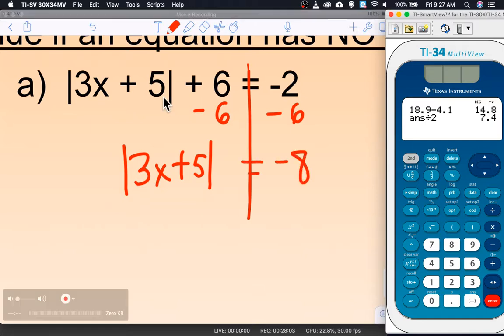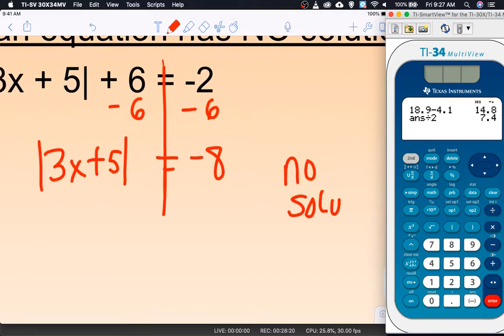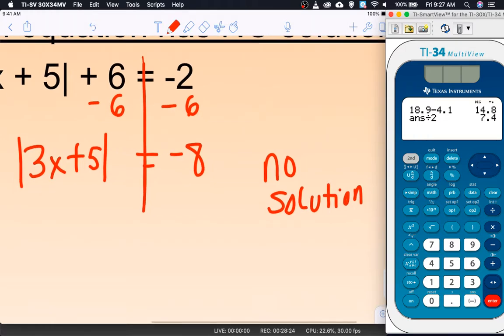Now I can decide whether this has a solution or not, whether I keep going or I stop here. Absolute value equals a negative? That's not allowed. There's no way. There's nothing I can plug in here to make this junk equal a negative 8. This problem has no solution. And we'd stop right there. That's it. That's done.